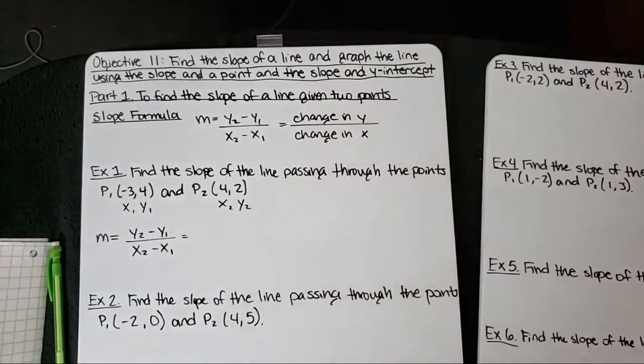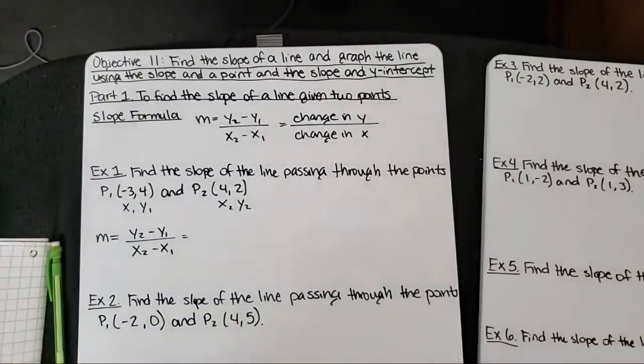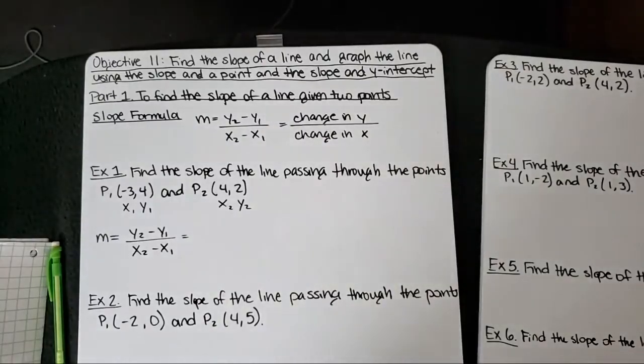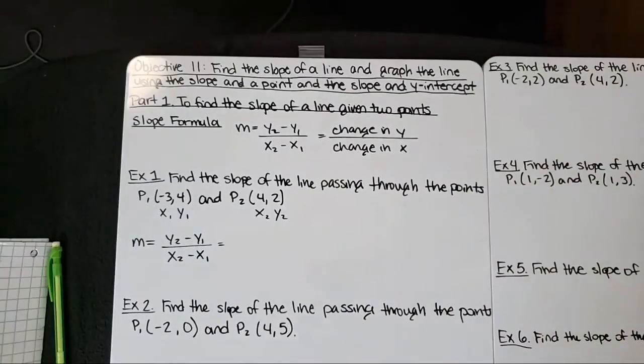Today we're doing objective 11. We need to find the slope of a line and graph the line using the slope and a point and the slope and y-intercept. All right, part 1.